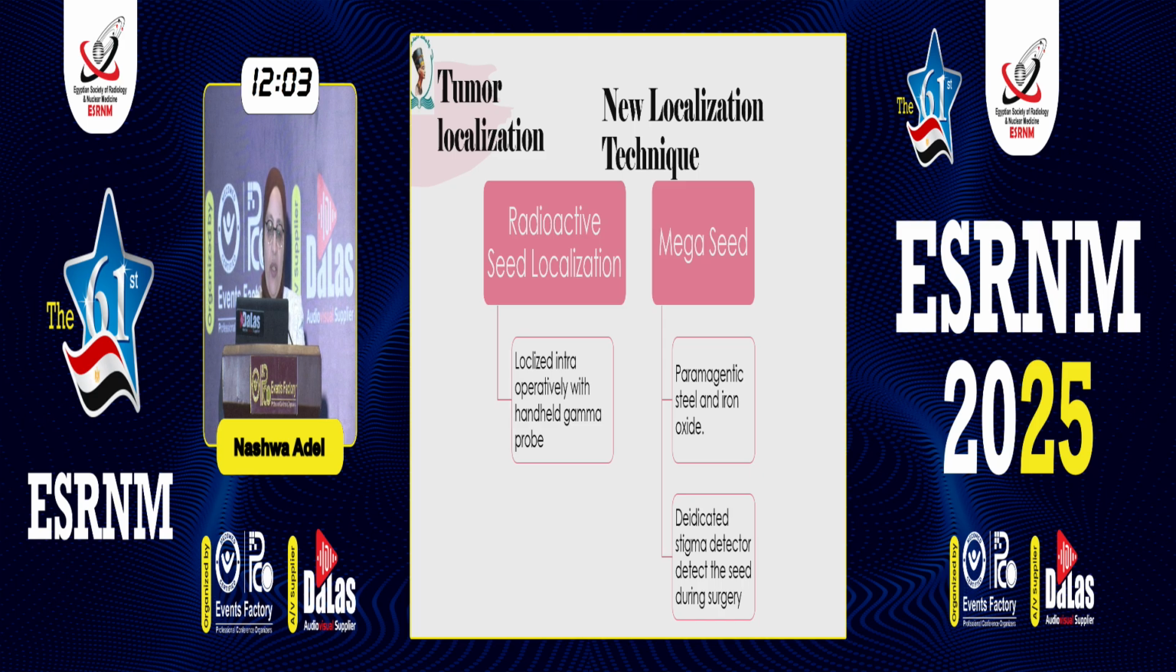New localization techniques include other modalities to reduce the complications of the wire, which include migration and hemorrhage. These are radioactive seed localization, which is introduced by ultrasound guidance and localized in the operation with a handheld gamma probe, or Magseed, which is paramagnetic steel and iron oxide, with a dedicated Sentimag detector that detects the seed during surgery. So both of them need a probe during the surgery.